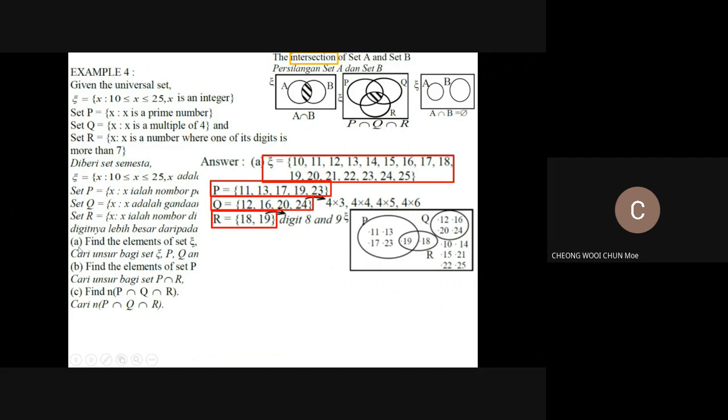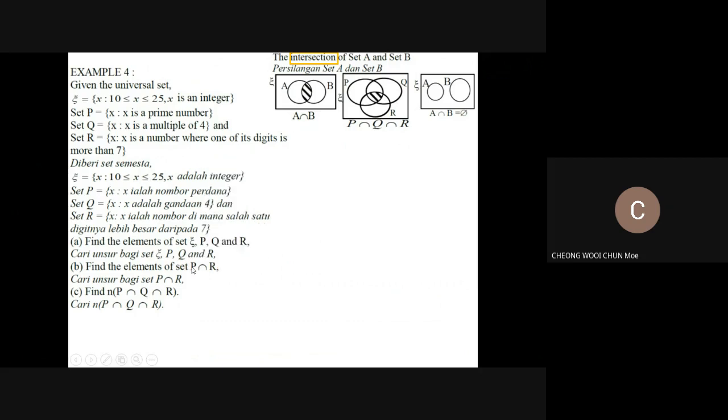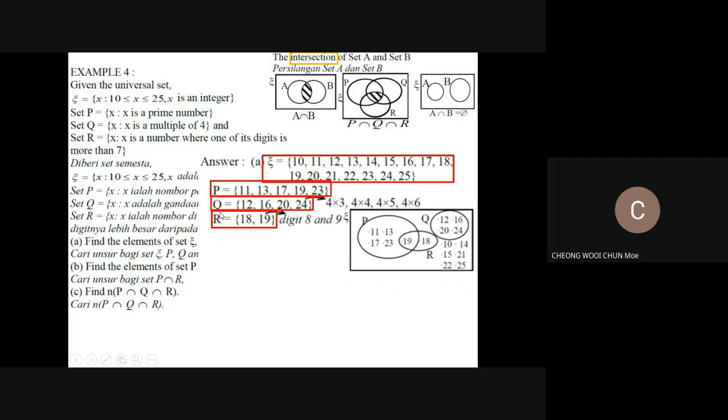Also, the question asks you to list out. If you don't list out, later on you will find problems. So list out the elements of the universal set. Then you want P. Okay, we look at the question again. You want P, Q, and R, so P, Q, R also must be listed out.